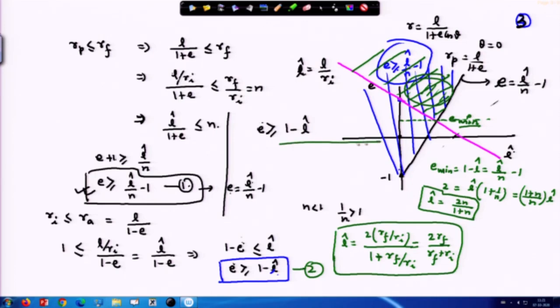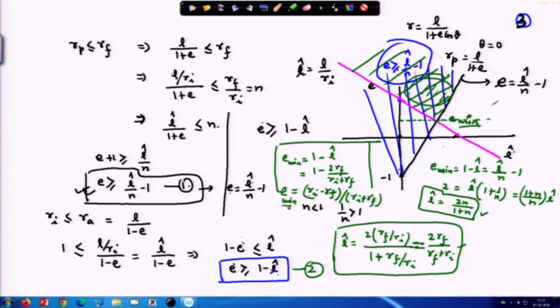And what is the value of E? The value of E can be computed from either of them. So E minimum equals 1 minus L cap, and we can write it using either of these. So 1 minus 2 R f by R I plus R f. So this is your E minimum. And what this quantity is, E minimum is nothing but R I minus R F divided by R I plus R F.